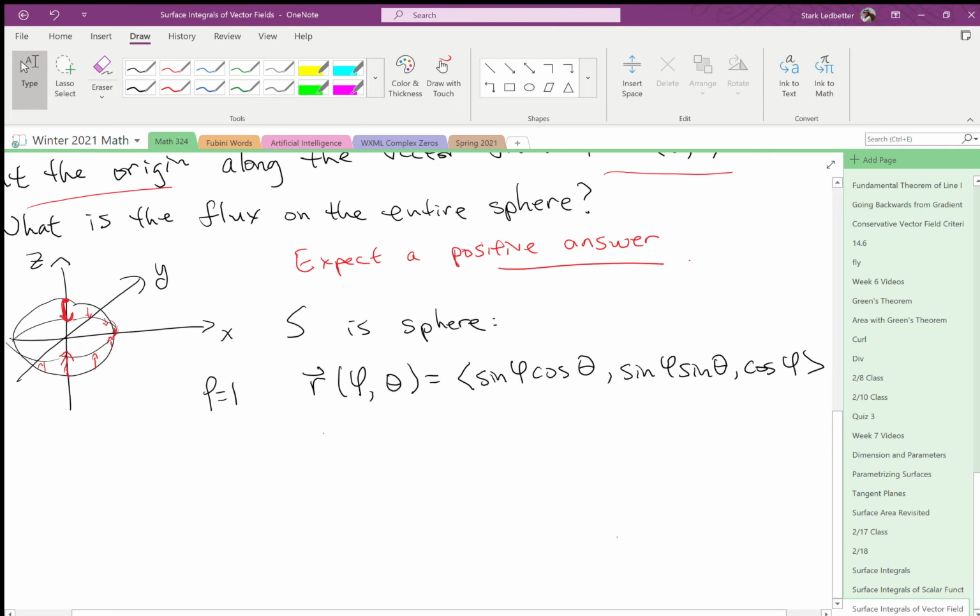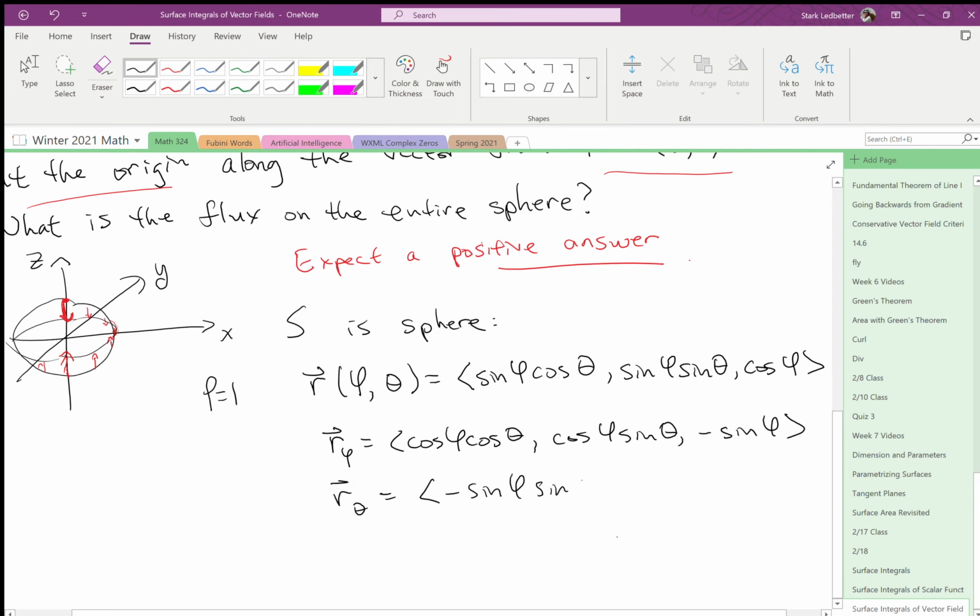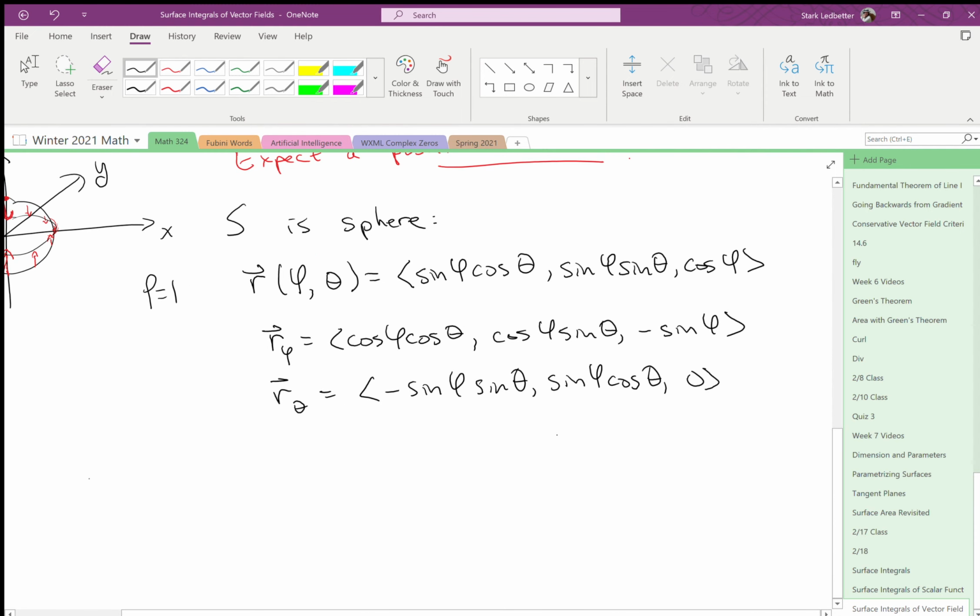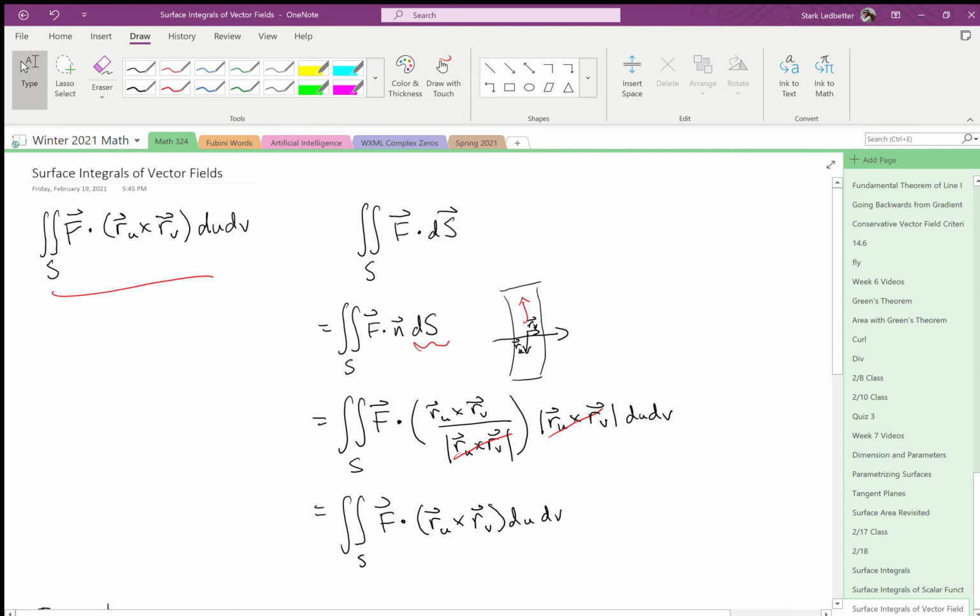Okay, so let's start calculating our r phi. We've done this before. We'll do it more times. You'll get pretty tired of this in this section. However, it's required to solve this problem. And then r theta. Let's see, negative sine phi sine theta, comma, positive sine phi cosine theta, comma, 0, because the z-coordinate doesn't depend on theta. And then we need a cross product in order to calculate a flux.